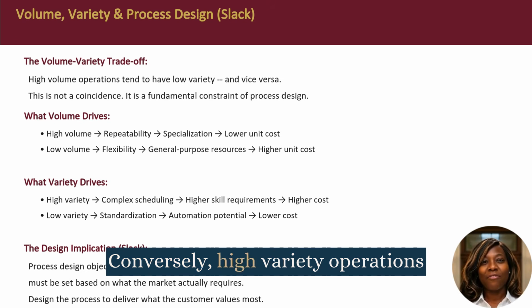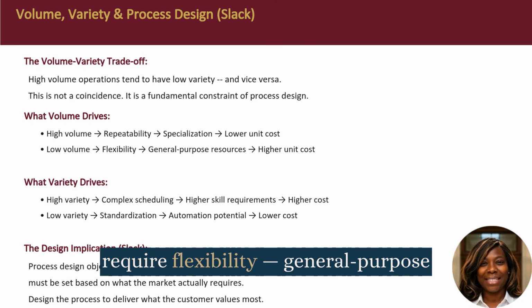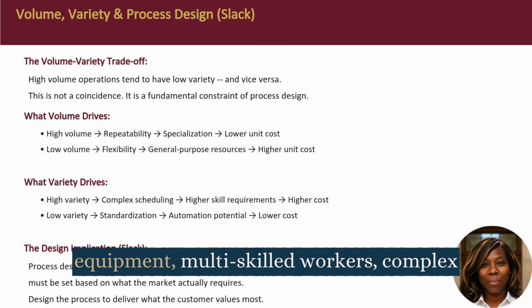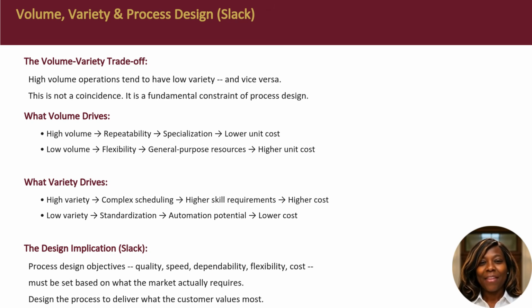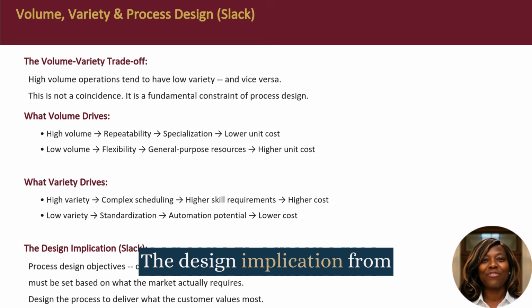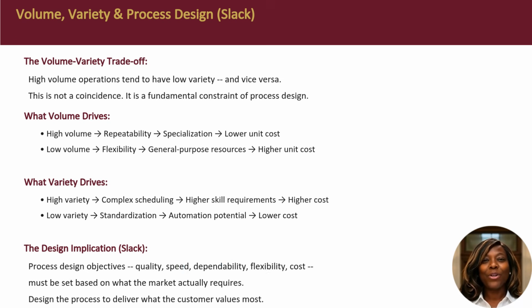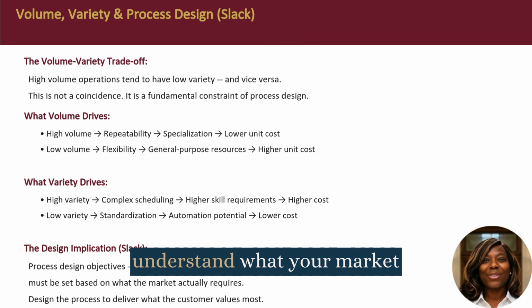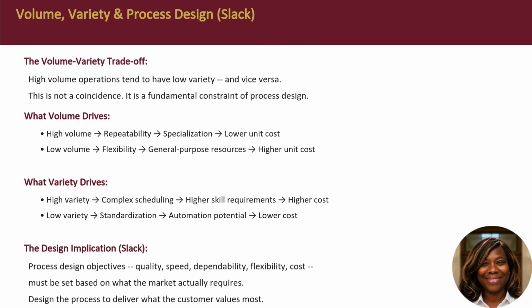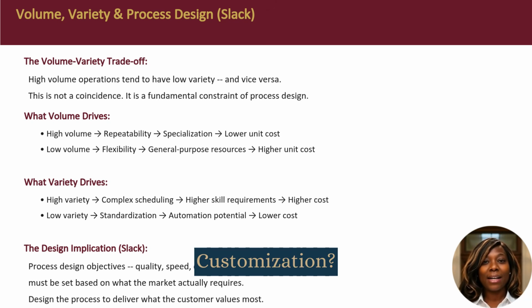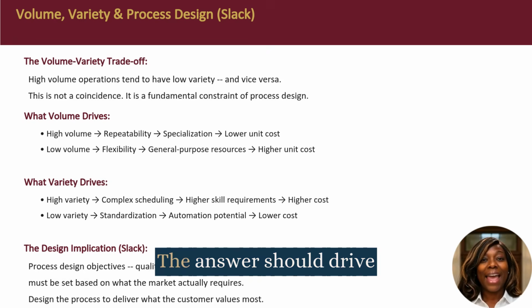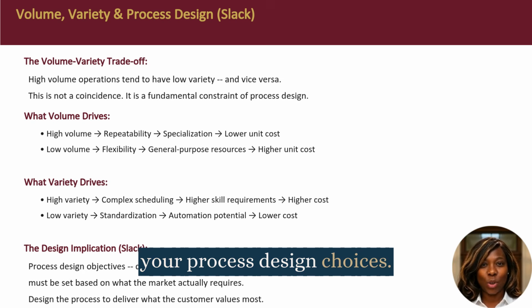Conversely, high variety operations require flexibility: general purpose equipment, multi-skilled workers, complex scheduling. That flexibility comes at a cost. The design implication from Slack is this: before you design a process, understand what your market requires. Are your customers buying on price, speed, customization? The answer should drive your process design choices.